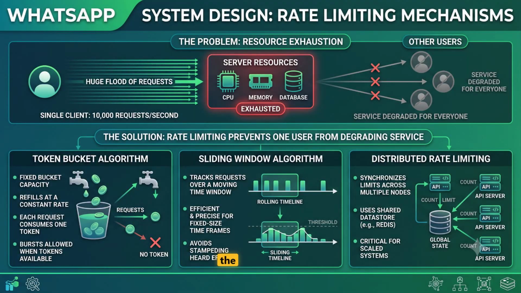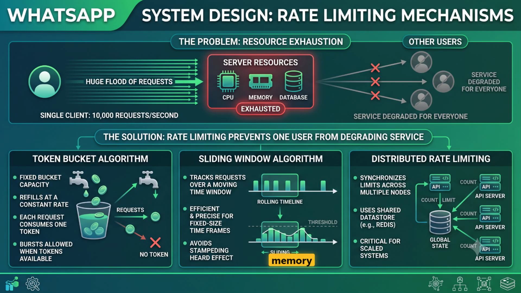Look at the top left corner of the screen under the white bold logo. A single client suddenly fires 10,000 requests per second directly into your system. Follow that massive green flood of requests. As it hits the center of the diagram, your central processing unit spikes to 100%.